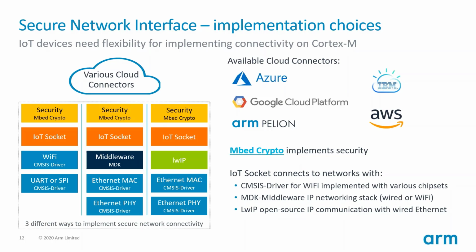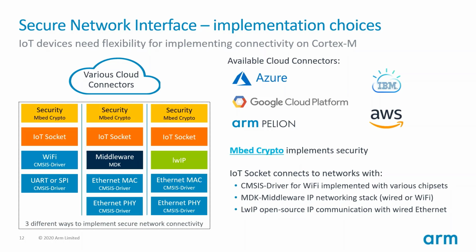The other way is to use wired Ethernet. This is here shown with MDK middleware or lwIP, which is an open source alternative. The MDK middleware has the option to actually work also with Wi-Fi. So you have a dual interface mode where you can have wired Ethernet or Wi-Fi Ethernet. And this is the diversity that you can see here.